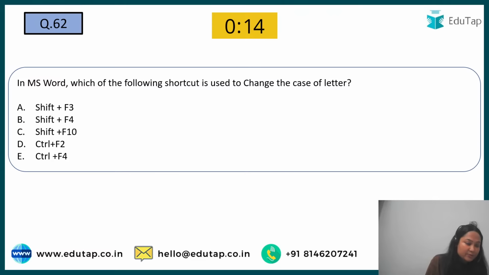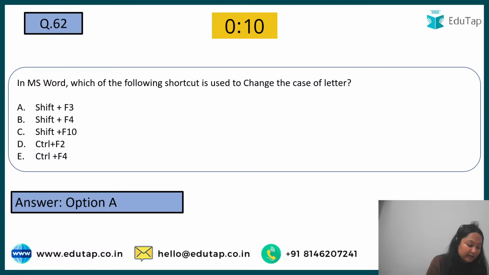I'm getting option number B and option number A as the answers. The correct one is option number A. Very good Anu, Anu has given the right answer. Shift F, sorry, it will be option number A as the correct answer. Shift F3. Okay, Shift F3 will be the answer.